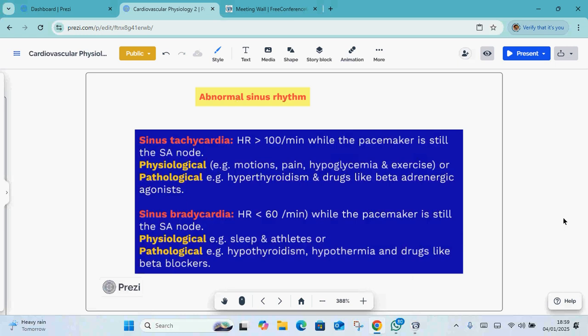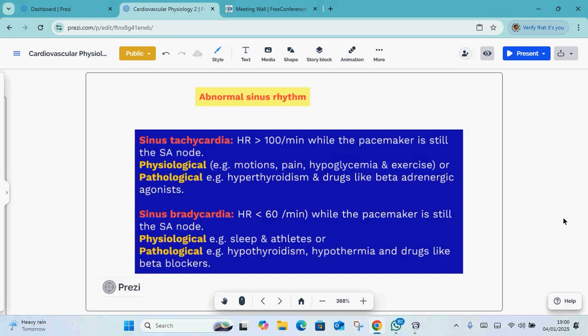So sinus tachycardia and sinus bradycardia both can be physiological or pathological. When you are excited or you have pain or you have hypoglycemia or during exercise, your heart rate will go more than 100, but with P waves, you are still producing the rhythm from the SA node. This is physiological sinus tachycardia. If you have hyperthyroidism or some drugs like beta-adrenergic agonists, this will cause pathological sinus tachycardia.